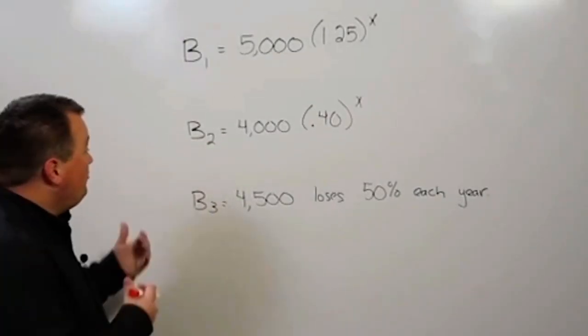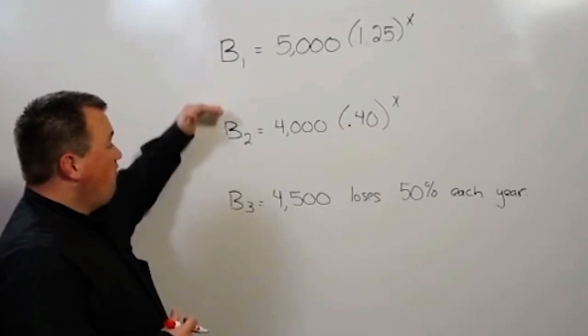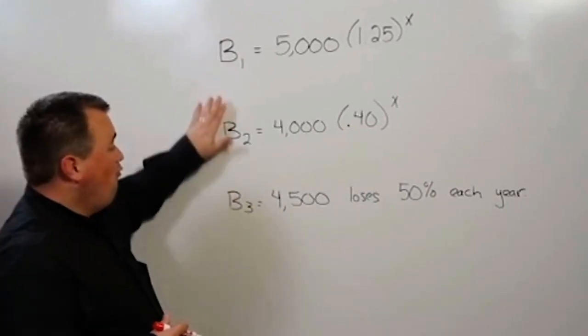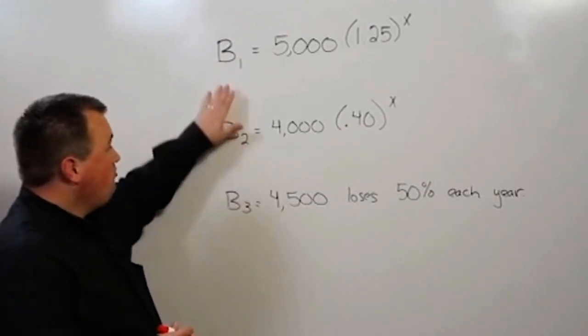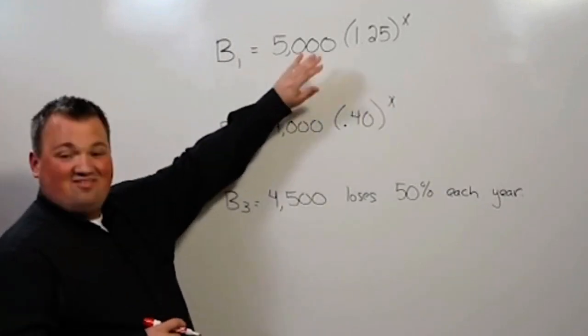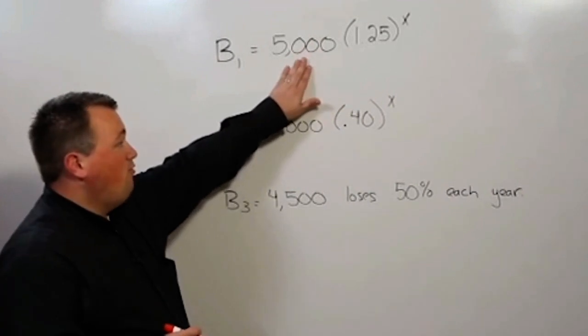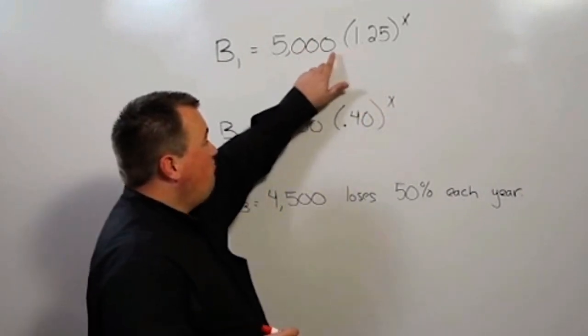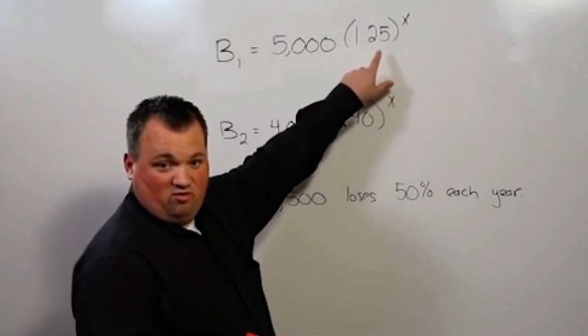Today I'm going to show you how to use the properties of exponents to interpret exponential functions. In this particular set of examples, I'm going to be referring to the value of boats. I have boat 1, 2, and 3. So beginning with boat 1, the very first number you're going to see is 5,000. This is the initial value of the boat. The next thing you're going to notice is being multiplied by 1.25.